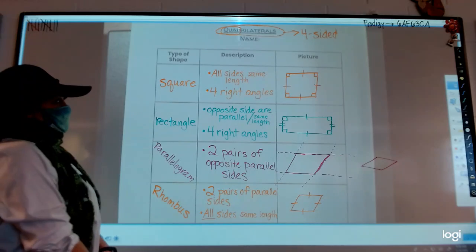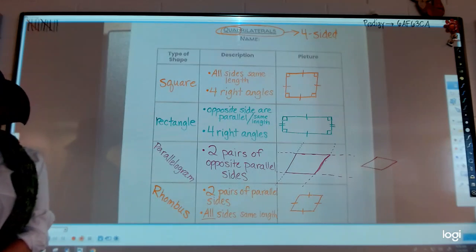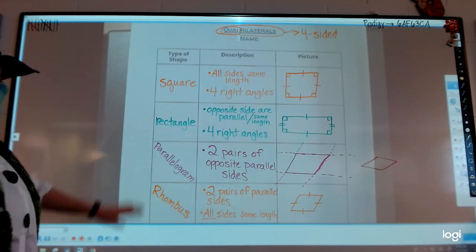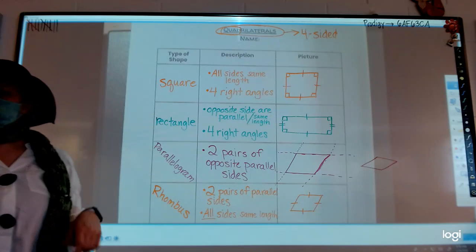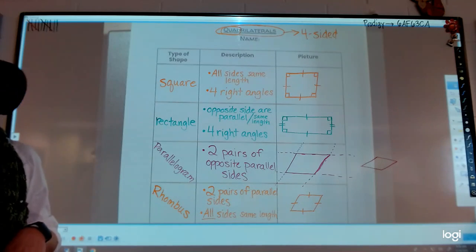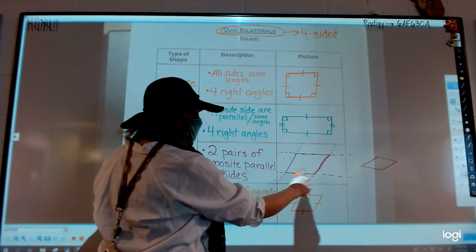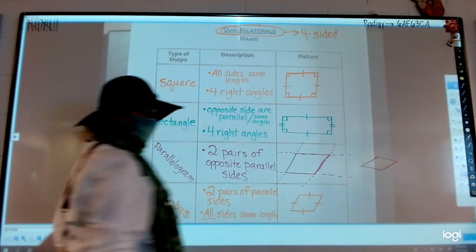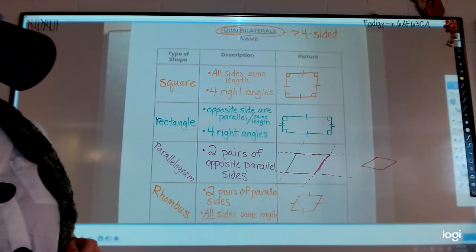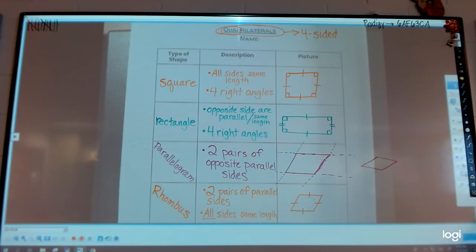All right, so far we've got our square and our rectangle with right angles, right? They have to. Do parallelograms and rhombuses have right angles? Nope, it's not part of their definition, is it? Could I stick a piece of paper in any of these corners? No, they're not right angles. Not 90 degrees.